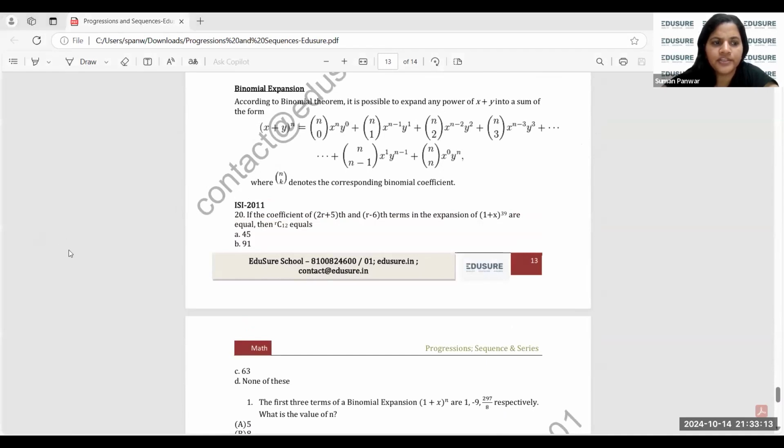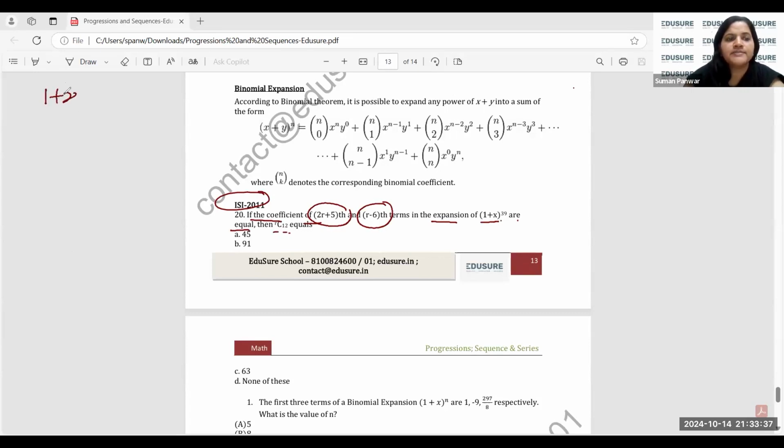Now, if you look at this question, which came in ISI 2011: if the coefficients of the (2r plus 5)th and the (r minus 6)th terms in the expansion of (1 plus x) power 39 are equal, then what is rC12? So first of all, you have (1 plus x) power 39.